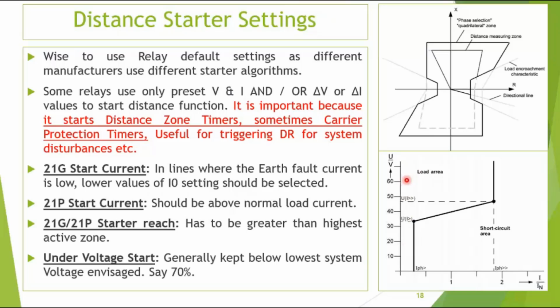The voltage, more voltage, lesser current. Yes, this is a load area. So we draw the thing like this. We have four settings: I phase greater, phase double greater, U greater, double greater, and we have a plane. This differentiates the normal load area and the short circuit area, and this is how the relay starts. After that, the starter does not mean the relay will trip. It is just the starting of the distance functionality. Distance function start, pick up, but not the zone pickup. There's a difference between zone and starter.